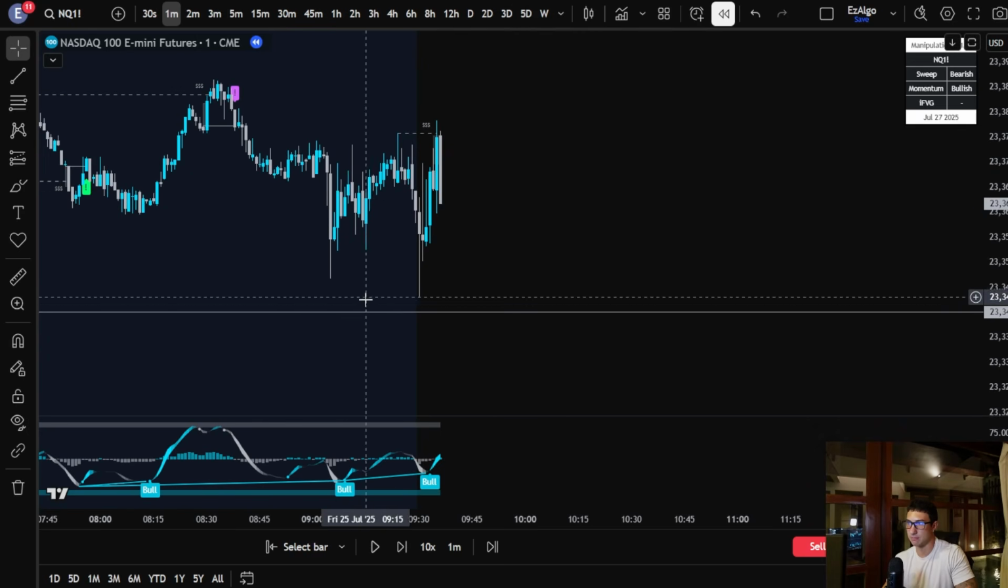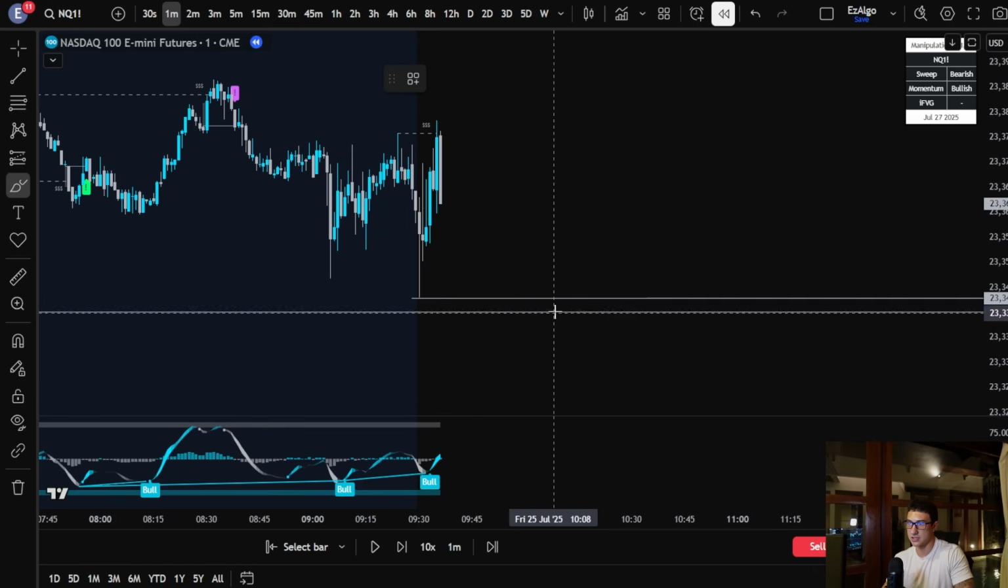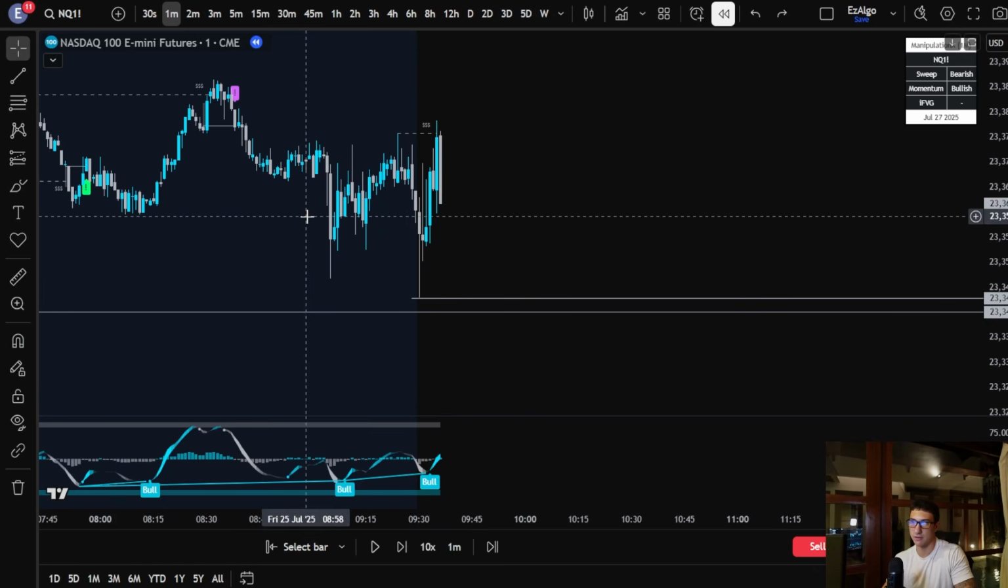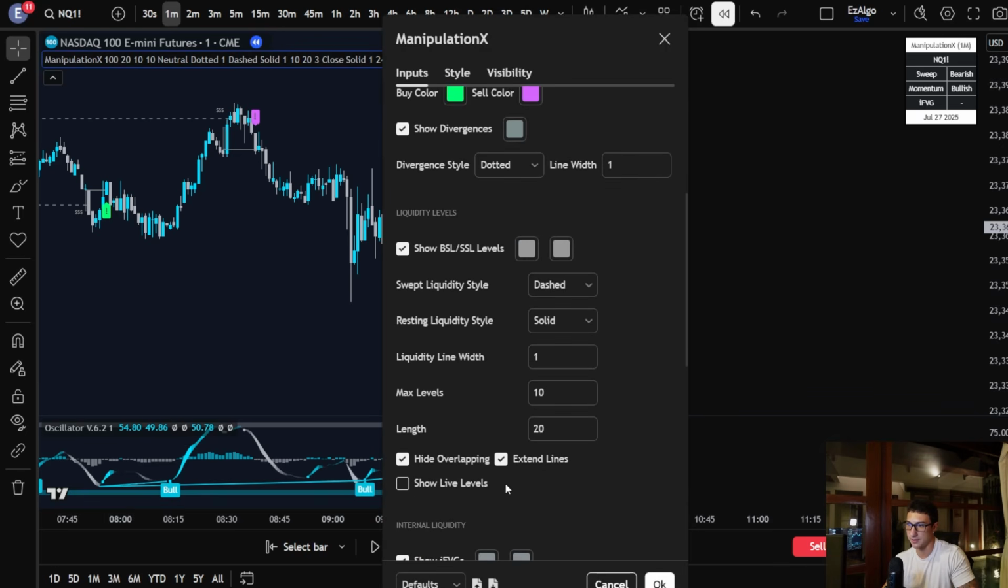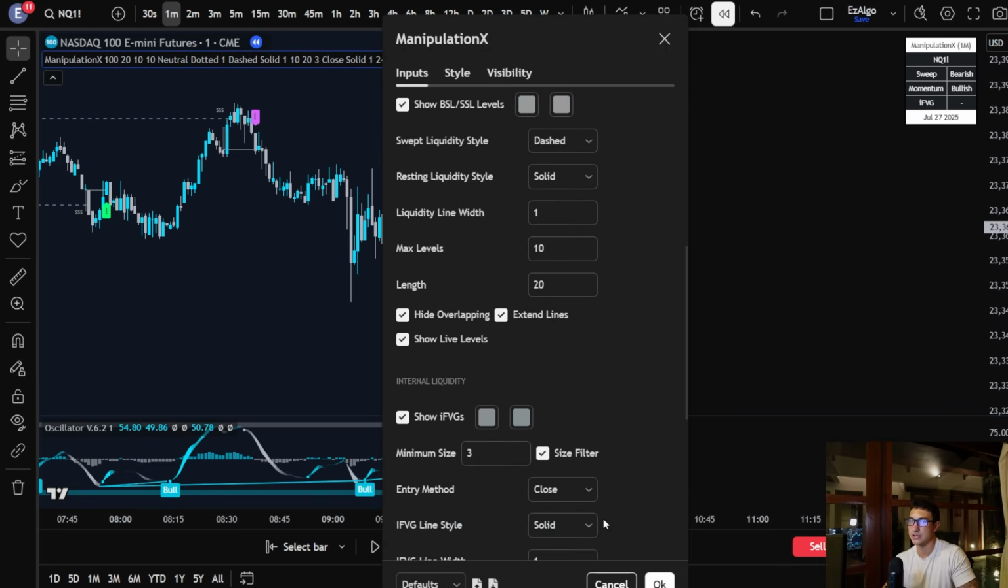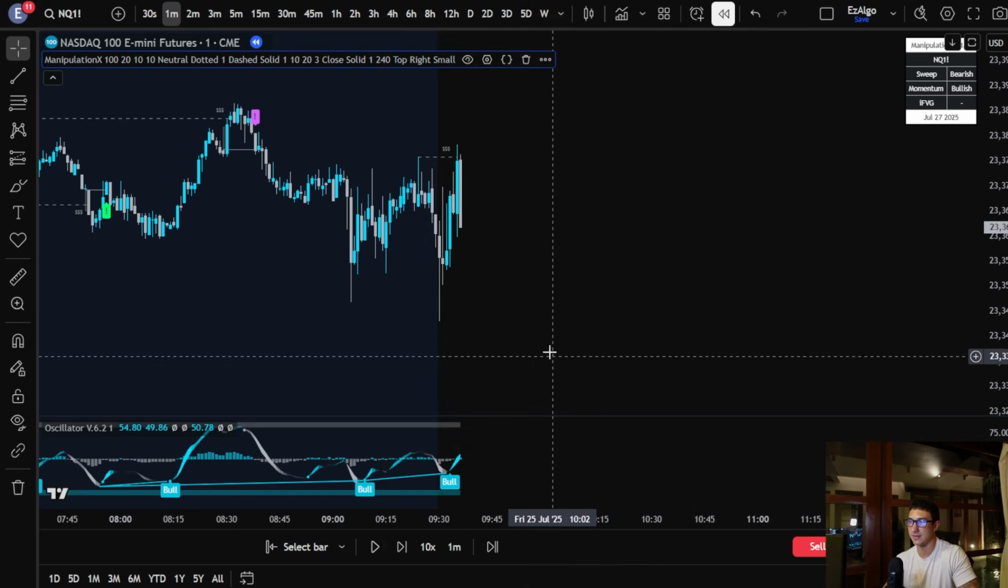Okay, again, building some more liquidity here, right? So now we have an external liquidity level and we have an internal liquidity level. The indicator will draw these levels for you as well, guys. If you don't want to draw them yourself, you can come into the settings and press show live levels. It will actually automatically populate these levels for you.